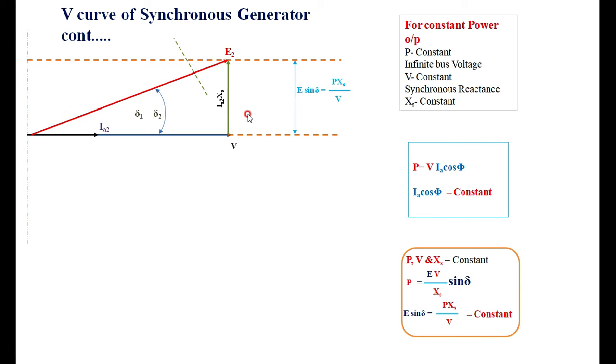if we increase the excitation, what happens? The generated voltage increases from E2 to E3. From 100% excitation, if you increase the excitation, E3 increases. Then how to get E3? To V, if you add IAXs, I get E3. This IAXs should be perpendicular to the current.